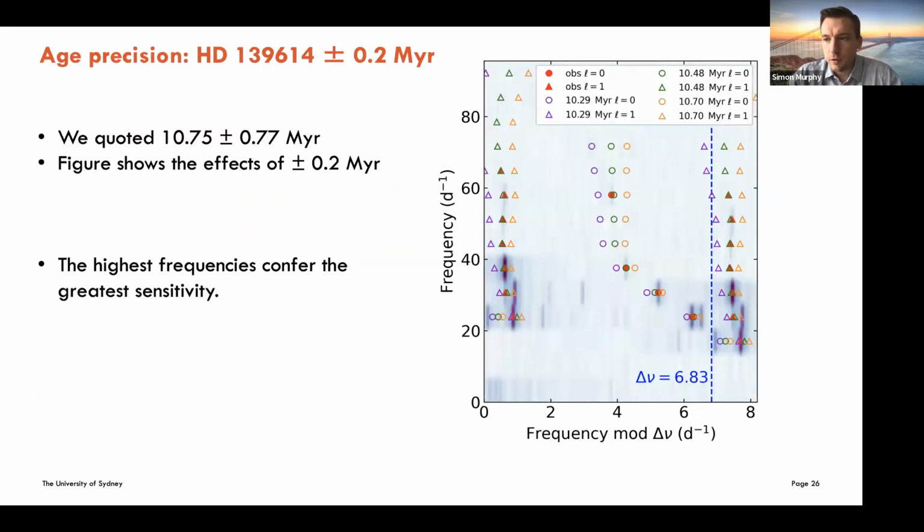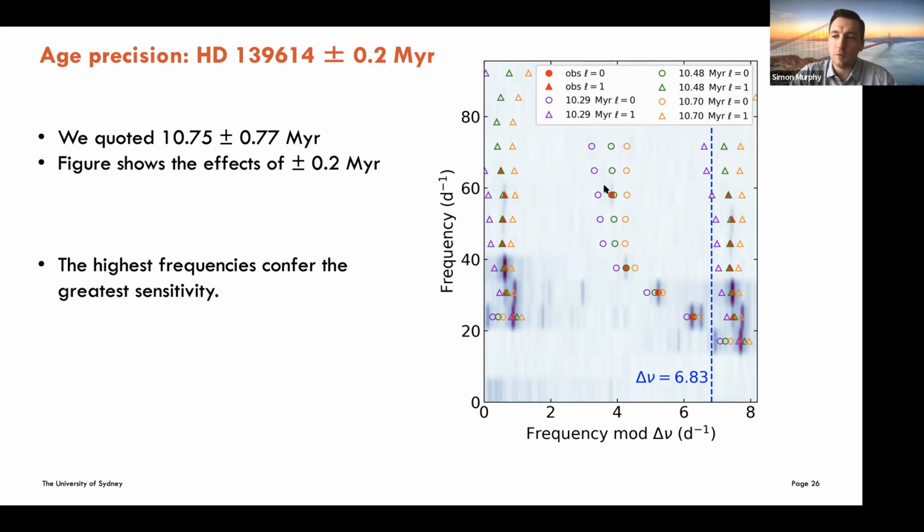So I quoted an age precision of plus or minus 0.77 megayears, which is about 7%. What I'm showing in this shell diagram is the effects of plus or minus 0.2 megayears on the frequencies, right? So in purple, I'm showing a model that's younger than our best fitting model. And in orange, I'm showing a model that's older than our best fitting model by about 0.2 megayears, which is only 1/3 of the quoted age uncertainty. And you can see it's very easy to distinguish between our best fitting model, so this green one, and the fit that you get for the younger model and the older model, respectively.